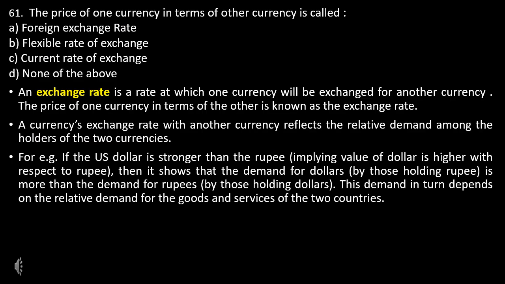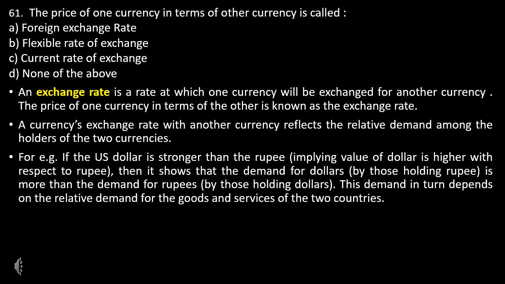Question number 61. The price of one currency in terms of other currency is called foreign exchange rate, flexible rate of exchange, current rate of exchange, none of the above. An exchange rate is a rate at which one currency will be exchanged for another currency. The price of one currency in terms of the other is called the exchange rate.